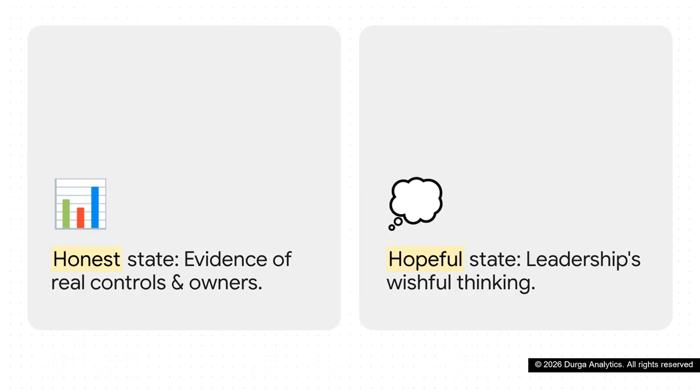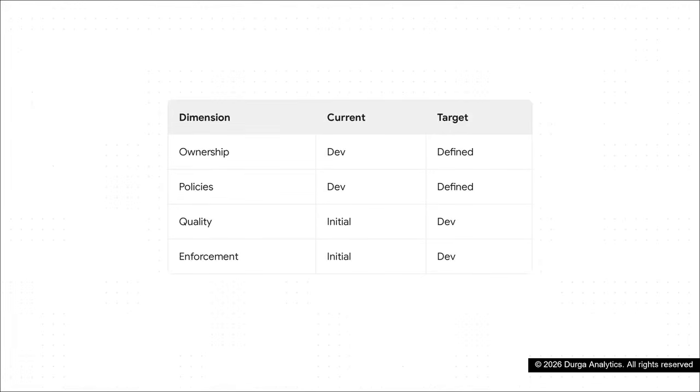You have to look for hard evidence. Do the controls actually operate in practice? Do real, accountable owners actually exist? When you break this down dimension by dimension, it becomes a highly actionable plan. You assess specific areas completely independently of one another. For example, your firm's ownership dimension might honestly be at the developing stage, while data quality and enforcement might still be stuck at initial. By breaking it down granularly like this, practitioners can set precise, achievable 12-month targets for each specific area. That's a million times better than relying on massive, vague guesswork for the entire company all at once.